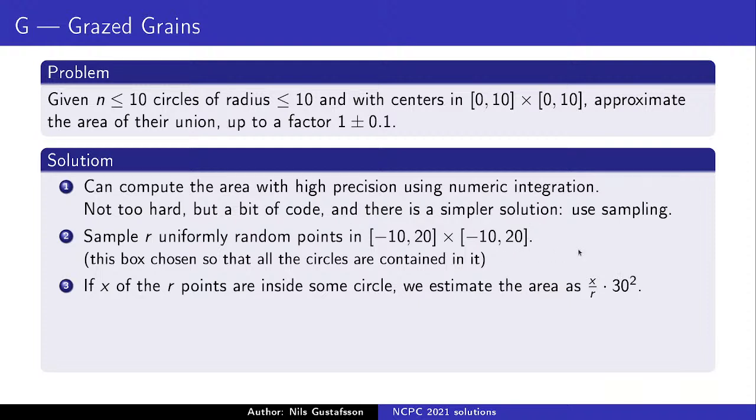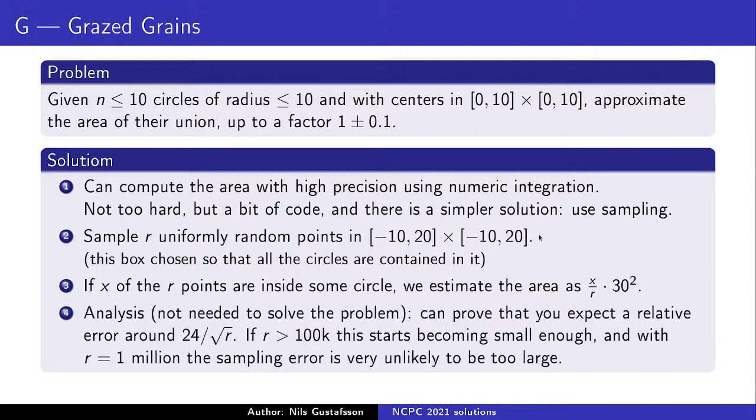Okay, so that's it. We just pick a bunch of random points and we use the fraction of points that were inside some circle as an estimate for the area of their union. Basically, when you're solving this, you can stop here and just implement this, try some value of R and hope that it's large enough. But if we want to understand how large R needs to be in order to not have too much estimation error?